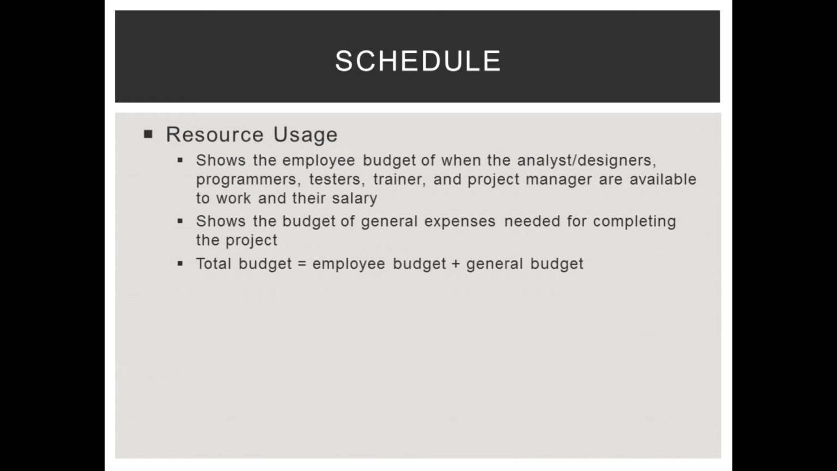Resource usage shows the employee budget of when the employees are able to work and how much they will make. It also shows the general budget of other expenses needed for completing this project. The total budget is the employee budget plus the general budget.